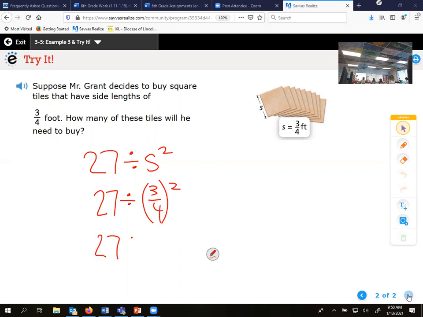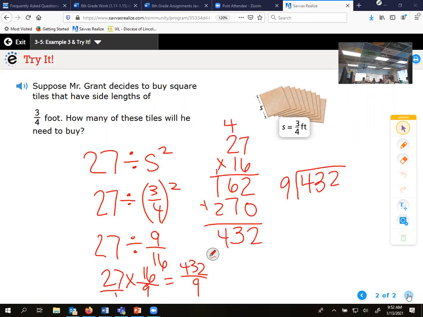Okay, so we would have 3/4 times 3/4. So it's 3 times 3, 9, 4 times 4, 16. This division problem is the same as 27 times 16 over 9. What's that called when I flip the fraction around? That's the reciprocal. So that's like 27 over 1.